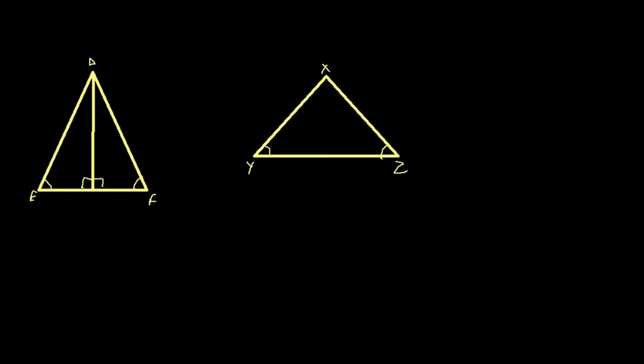Now let's see what congruence condition is going to work. RHS is not going to work here because RHS stands for right angle, hypotenuse and side. So we know that one of the sides is equal in both the triangles, which is the side DA. Let's call this A. So DA is common in both the triangles, so that obviously is equal.